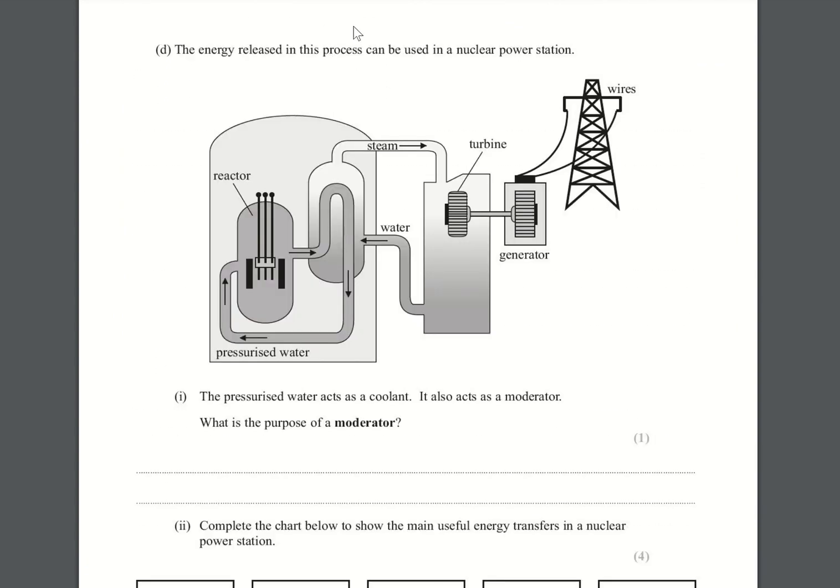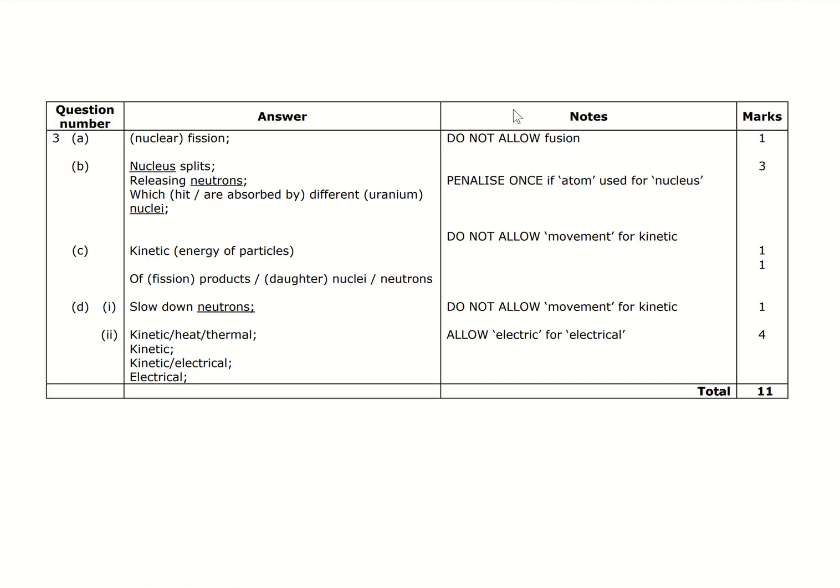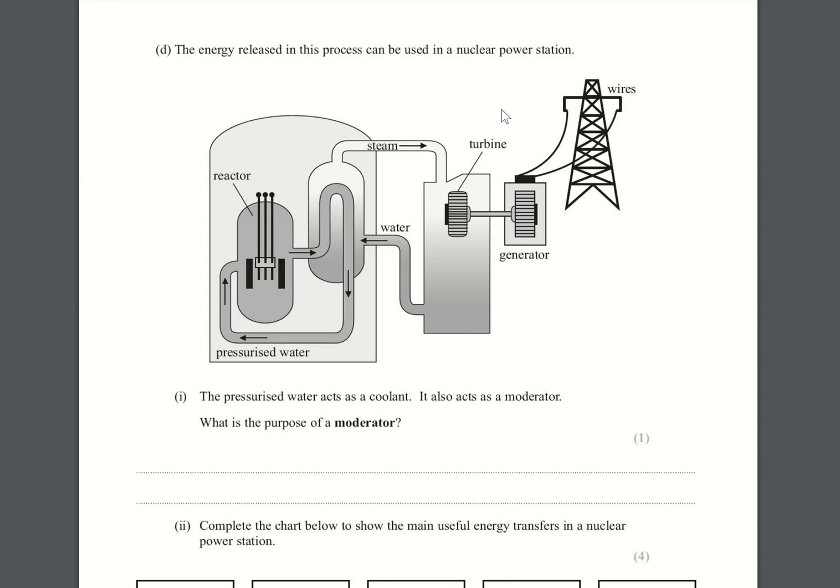The energy released in this process can be used in a nuclear power station. What is the purpose of a moderator? It slows down neutrons. A moderator slows down neutrons.